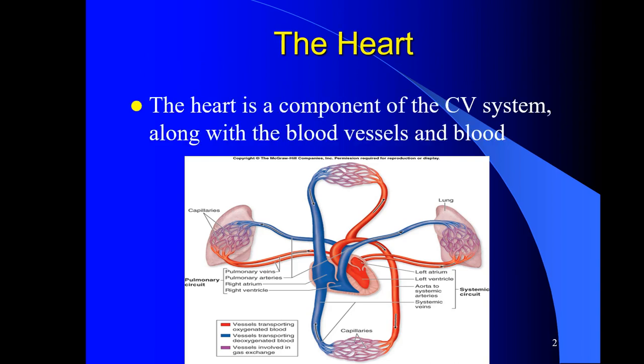So, a little bit about the heart. It's a component of the cardiovascular system, along with the blood vessels and the blood. As you're well aware, we have different circulations. We have a systemic, which comes out of the left side of the heart, goes to all the tissues of the body that need oxygen and nutrients, drops those off, and then comes back to the right side of the heart, whereas the right side of the heart pumps to what we call the pulmonary circulation, which goes to the lungs, where the blood can be reoxygenated.